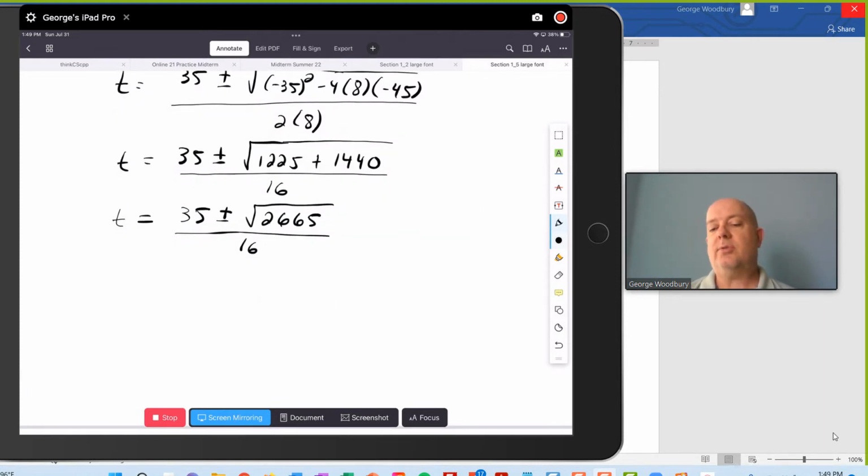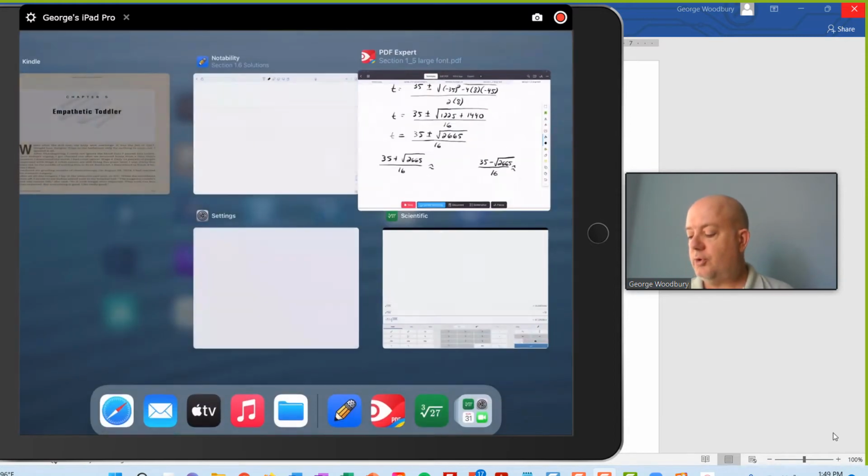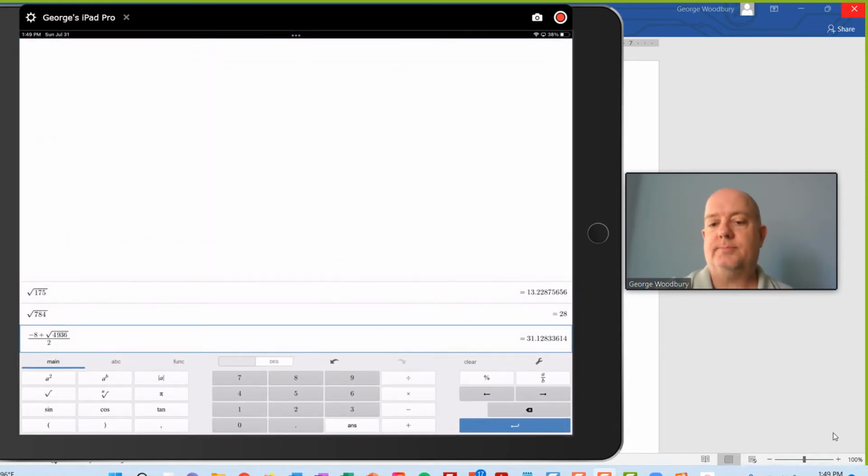Here, I'm not sure about the one where we're subtracting the square root, so we're going to have to try them both. 35 plus that square root, and 35 minus that square root, all over 16. And we'll check those two out. Since we're talking about time, the answer is going to need to be positive. Let's switch over to the graphing calculator.